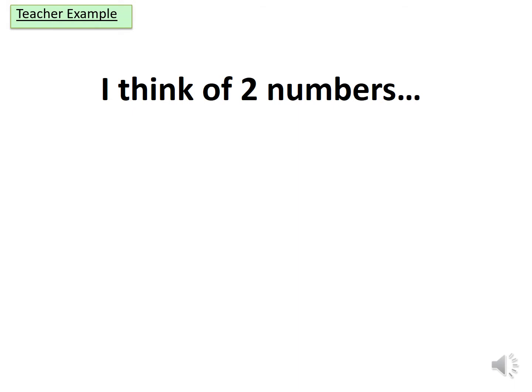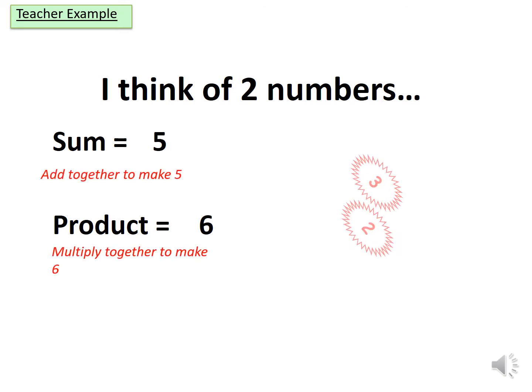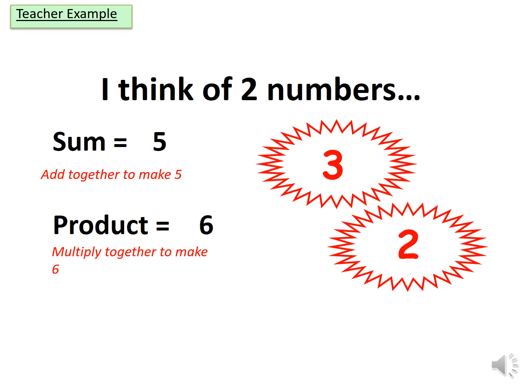Okay, let's start with this activity. I think of a number. The sum of those numbers is 5. That means when I add those two numbers that I'm thinking of, you get 5. And then when you multiply them, you get 6. The product of them is 6. Can you guess which two numbers give you a sum of 5 and a product of 6? Yep, the answer is 2 and 3, because when you add 2 and 3, you get 5. And when you multiply them, you get 6.